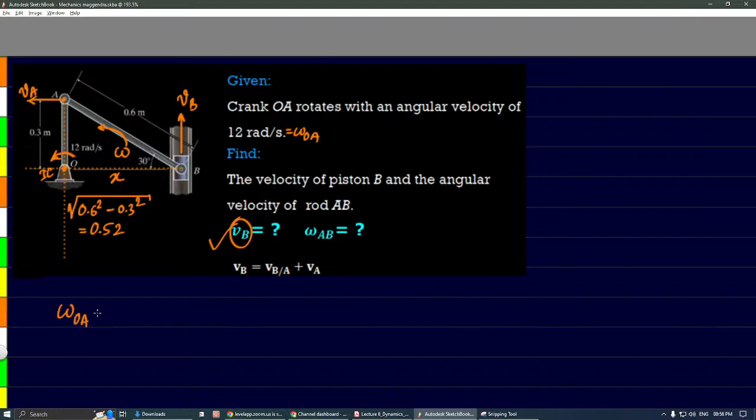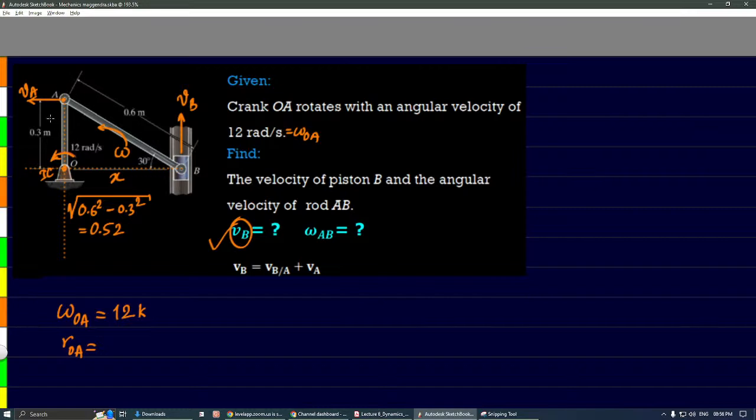Omega of OA equals IJK now. So 12k. Omega OA should be written as 12k. Then OA, the radial position, because it's a position, it's a vector. IJK, because it's in Z direction. So radial distance OA. OA is in which direction?